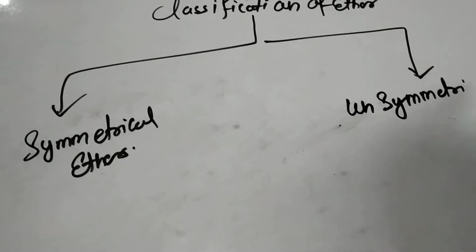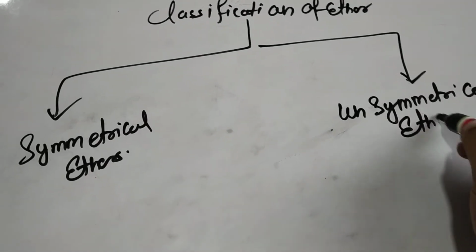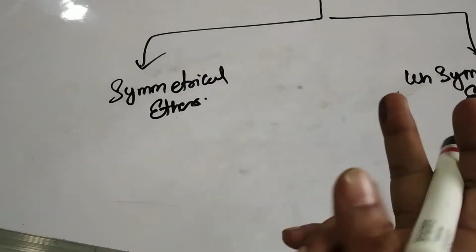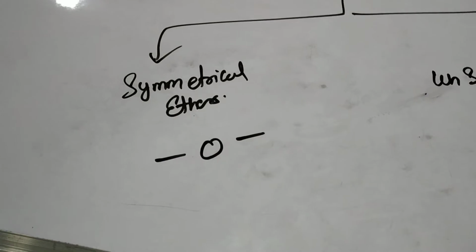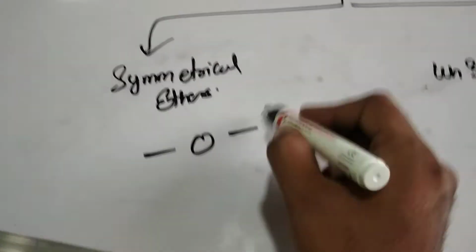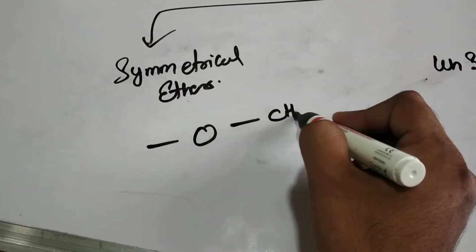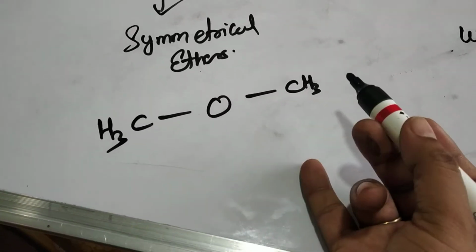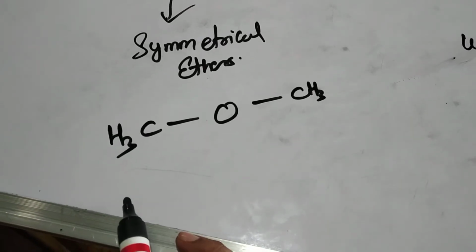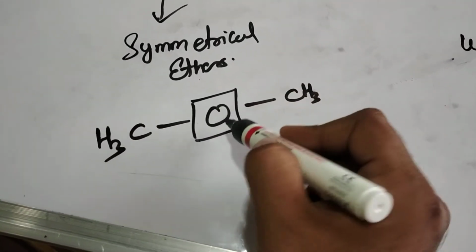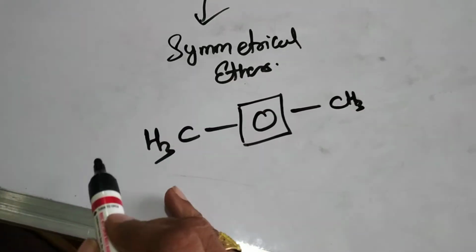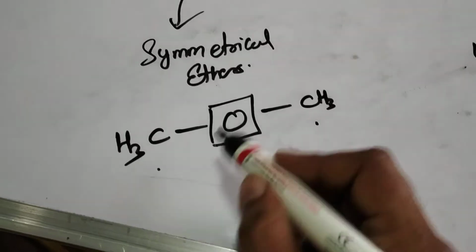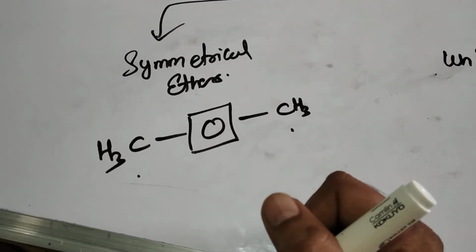Symmetrical ethers. Now what is a symmetrical ether? Symmetrical ether means the ethers which are the same. This is the oxygen atom, right? And to this oxygen atom, on the right side, whenever there will be the same alkyl groups, they will be called the symmetrical ether. देखो ये वाला ऑक्सीजन के इस साइड में अगर CH3 है और इस साइड में भी CH3 है, so it becomes the symmetrical or same kind of alkyl groups. So such kind of ethers are called the symmetrical.